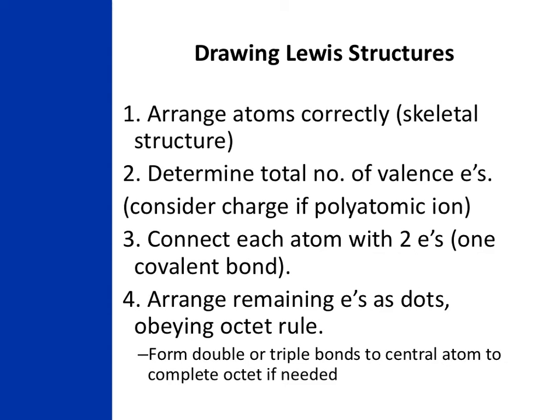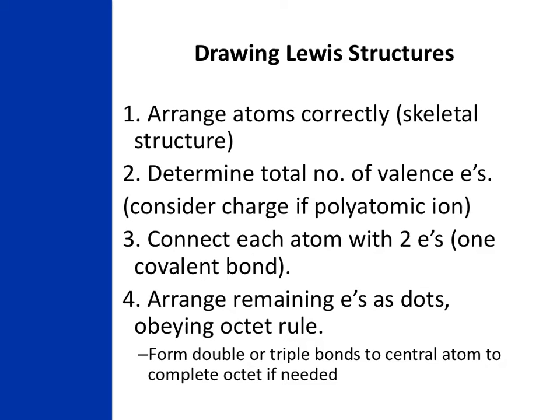The next thing you want to do is figure out the total number of valence electrons. You're going to do that by, of course, adding up the number. And of course, if there's any kind of polyatomic atom or there's any kind of charge, you've got to account for those in your total number of valence electrons. After that, you're just going to again start connecting your atoms together. You're going to start off with using up 2 electrons at a time, forming one covalent bond.